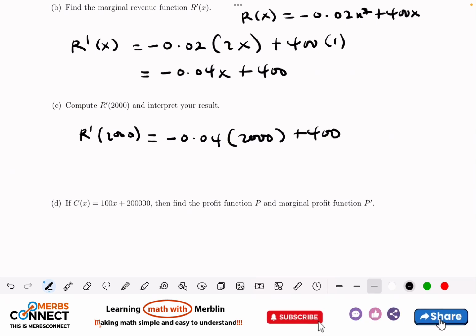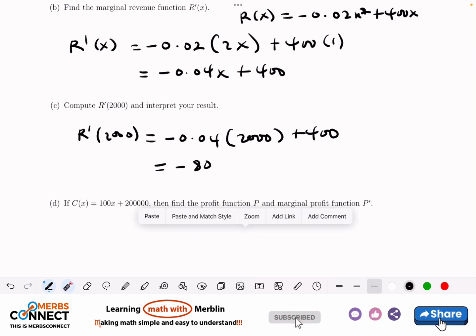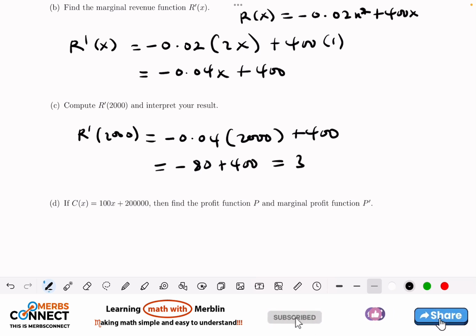So now what is minus 0.04 times 2000? I think that one should give us minus 80. Yes, because this is 1, 2, which will cancel 2 of the 0s, and then 4 times 20 is 80 with a minus, then plus 400, and this is going to give us 320. So this will be the r prime.